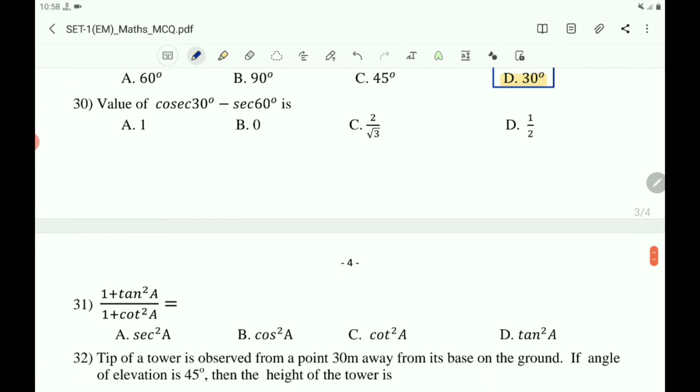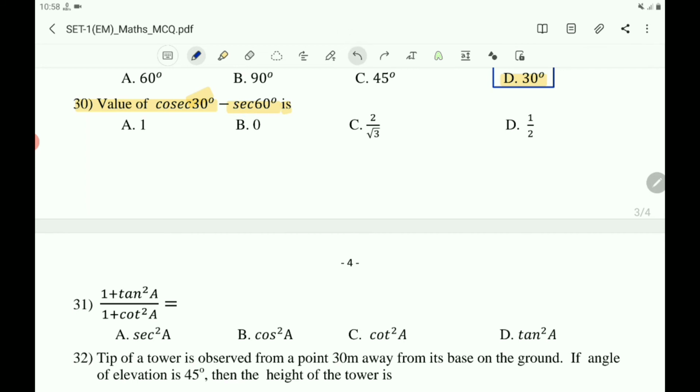Then you take question number 30. The value of cosec 30 degree minus secant 60 degree is. This type of question is also discussed in the previous videos. Here you can directly write 0. It is discussed earlier. So how is it 0? Because you know that 30 degree and 60 degree are complementary angles, and the complementary of cosec is secant and the complementary of secant is cosecant.